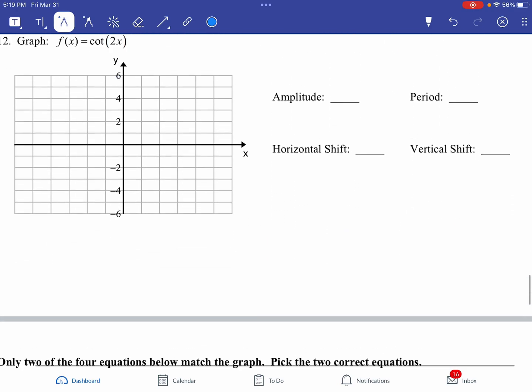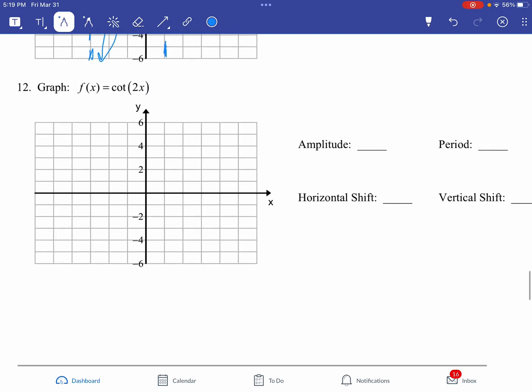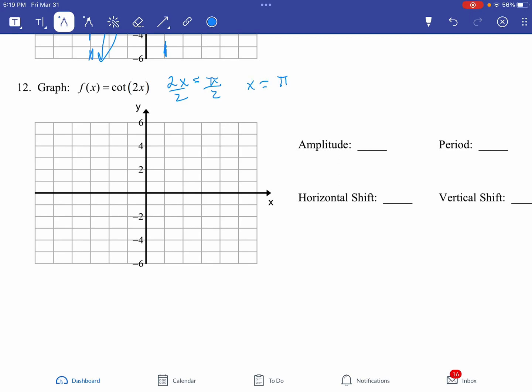Cotangent, last graph that we have to draw. All right. Cotangent's period is pi long. This time it's going to change because we're multiplying x by 2. So we have 2x. And next, 2x equals pi. Divided by 2 on both sides. You're going to have x equals pi over 2.